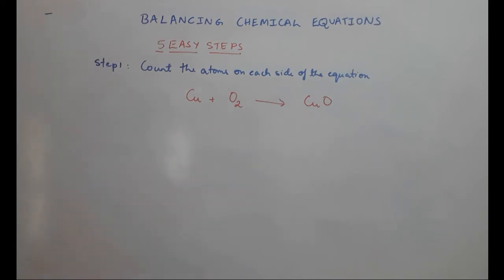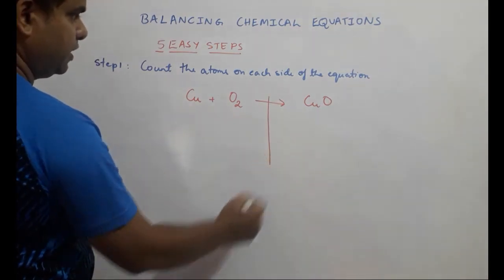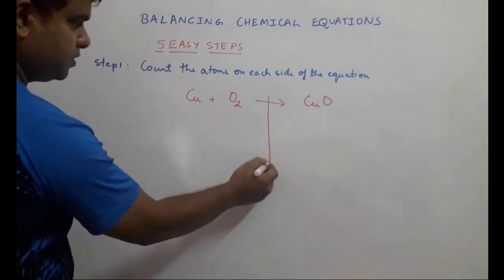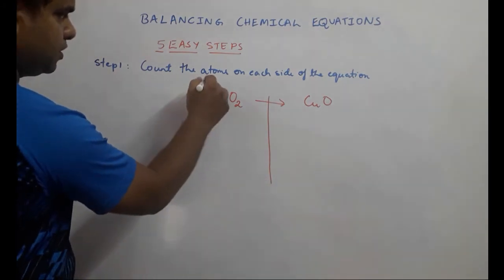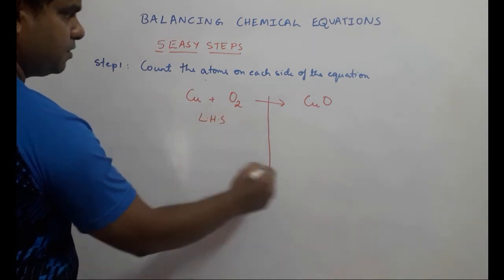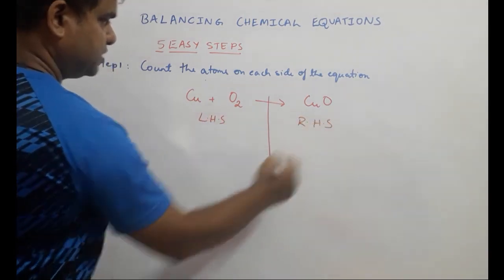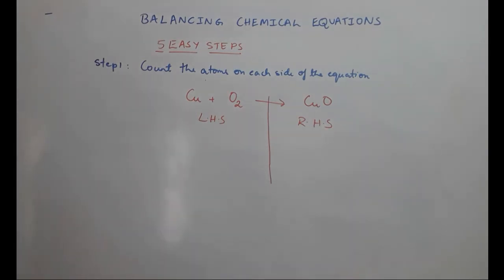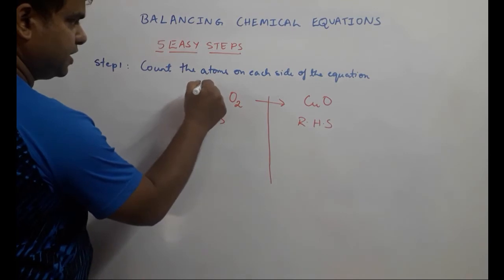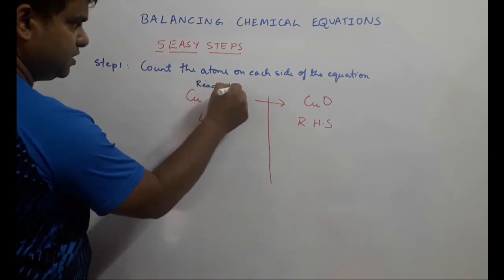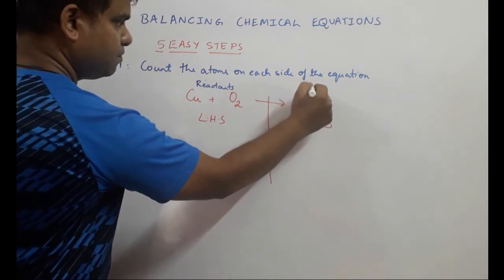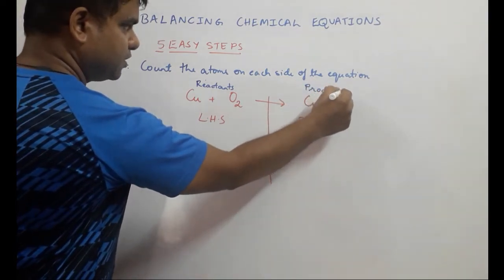Now we need to count the number of atoms on each side. To do that, what we do first is draw a line dividing the two sides. This is your left hand side. Mark this as your right hand side. Then we need to count the atoms. Remember, the left hand side is your reactant. These are reacting with each other, giving you products on this side of the equation.